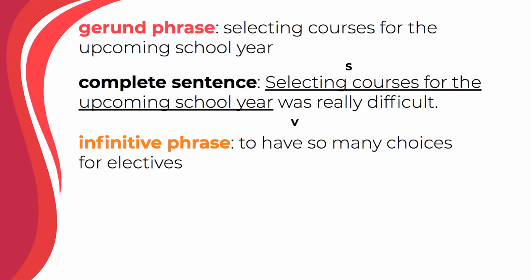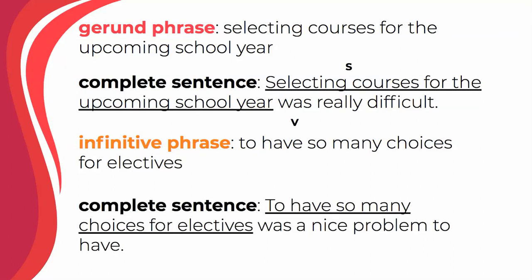Just like the other two types of verbals, complete the thought. What else do you want to say about this? To have so many choices for electives was a nice problem to have. As an example, the subject is the infinitive phrase itself, and the verb is was.